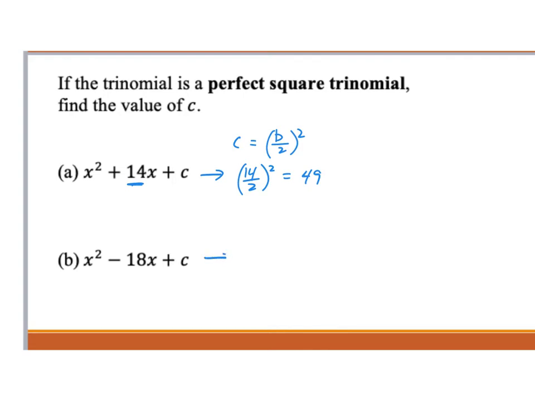In letter b, our b is negative 18, so negative 18 divided by 2 is negative 9, and when you square negative 9, the answer is positive 81.